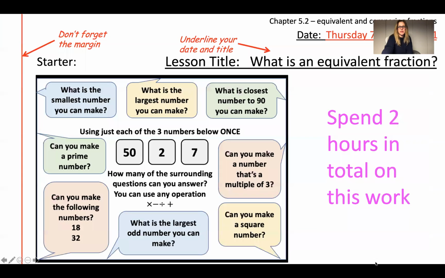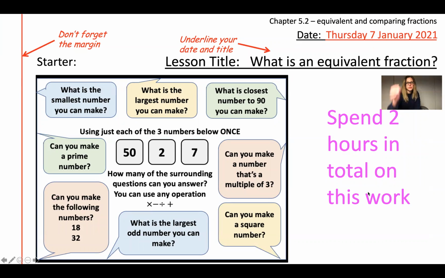Okay, let's get started. So here is your starter question. As I say, in total, you're going to spend 2 hours on maths this morning, but this starter is 10 minutes long. You've got a date and title there. You can pause it now if you want to make a note of that, or you can jot those down later. But I'm just going to make this slightly larger for you. And you have 10 minutes. Good luck.